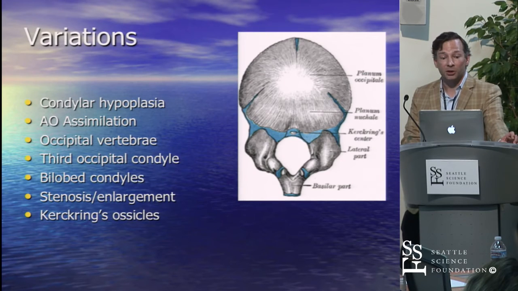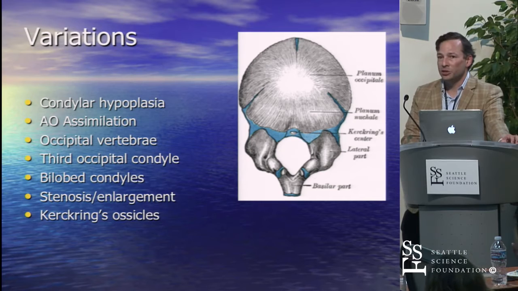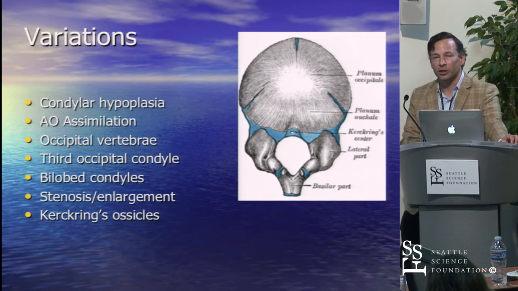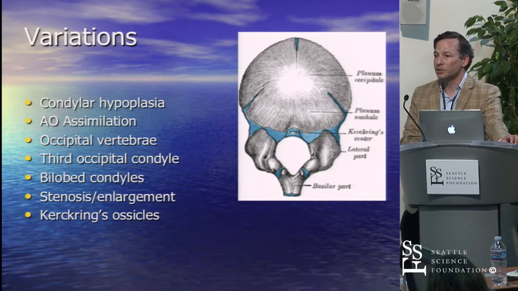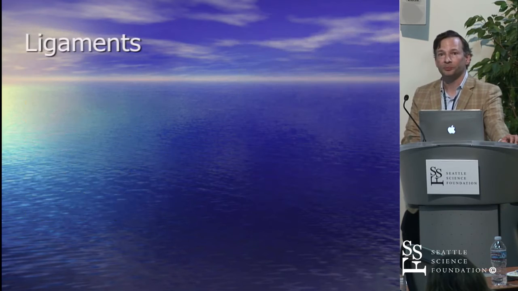Some variations of the foramen magnum: obviously condylar hypoplasia, atlanto-occipital assimilation, occipital vertebrae, which are thought to be derived from pro-atlantal derivatives, and third occipital condyles, which are in that same category and are found near the basion. You can have bilobed occipital condyles, stenosis of the foramen magnum seen with achondroplasia, enlargement of the foramen magnum seen with Chiari 2 malformation or children with myelomeningocele, and Kirkring's ossicles, which you may occasionally see as small secondary ossification centers on the posterior aspect of the foramen magnum.